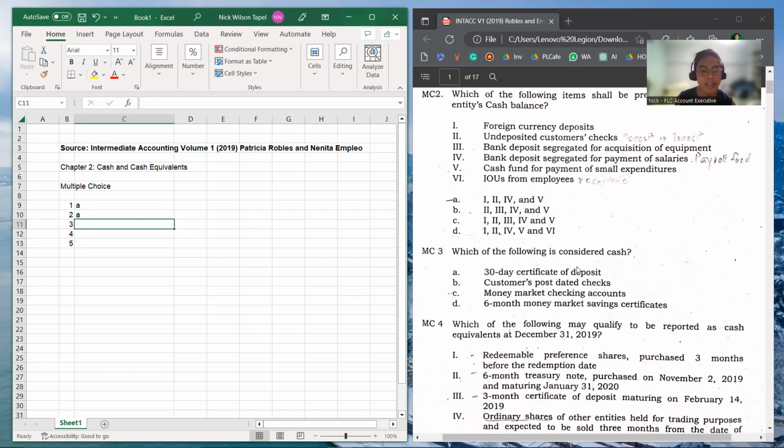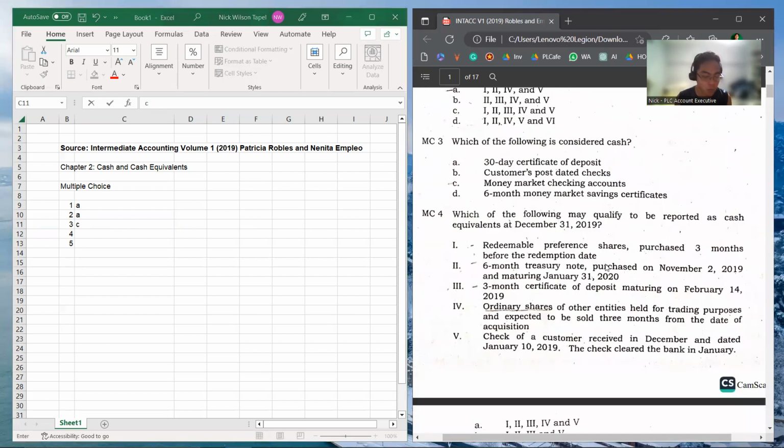Next is number 3. Which of the following is considered cash? Letter A, 30-day certificate of deposit, which is not considered as cash because this is cash equivalents. Letter B, customers post-dated checks. I think this is a receivable. Letter C, money market checking accounts, which is considered as cash. And D, 6-month money market savings certificates. It is 6 months, so it is not considered as cash. So our answer here is letter C.